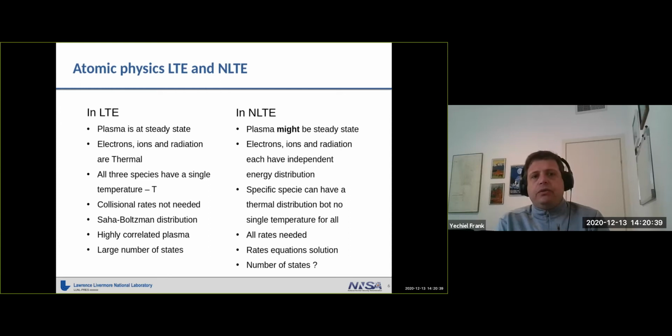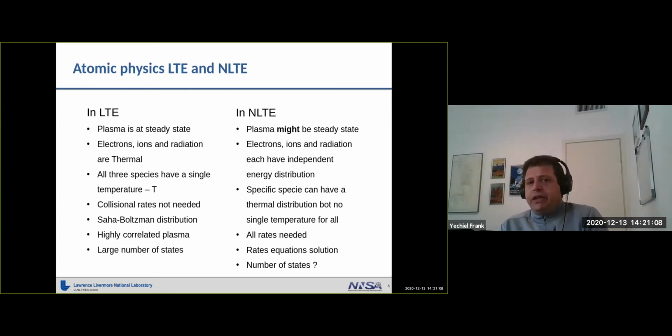So again, just to summarize the differences in what we're looking for. In LTE, we definitely can assume that the plasma is at steady state. In non-LTE, in general, the plasma might or might not be at steady state, even though for the sake of what I'll show you in the following slides, we do make that assumption, and it's usually good for the cases that we're interested in, but in general one should remember that it does not have to be true. In LTE, electrons, ions, and radiation, if it is at all important, are all thermal.